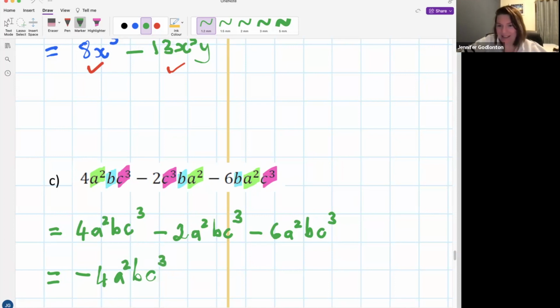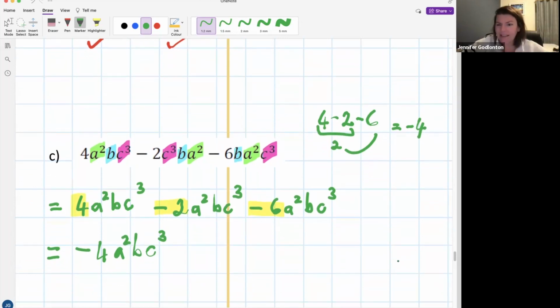Perfect. Absolutely. Good job. So all we have to do when we get to this point, now that we know they're all like terms, is look at our numbers. So I've got 4 minus 2 minus 6. And remember, you have your calculator to help you if you need it. 4 minus 2 is going to give me 2. 2 minus 6 is going to give me negative 4. Once we have the coefficient, we can just put our variables because we know they're already like terms. Done. See, it's not nearly as scary as it looks if you just break it up a little bit.